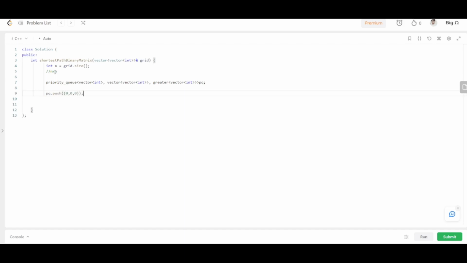The very first cell is 0 0 here, while its distance is 0. So let's say the distance is 1.